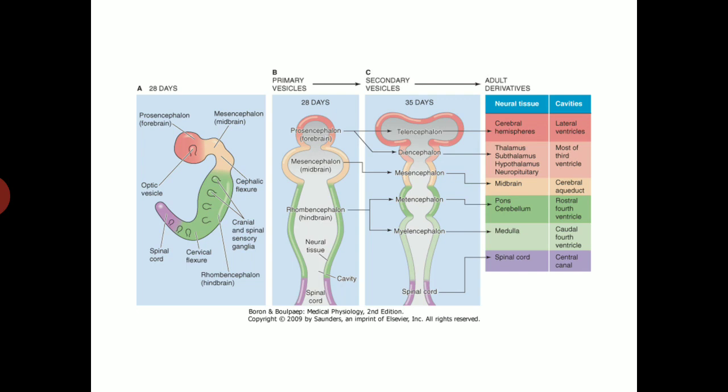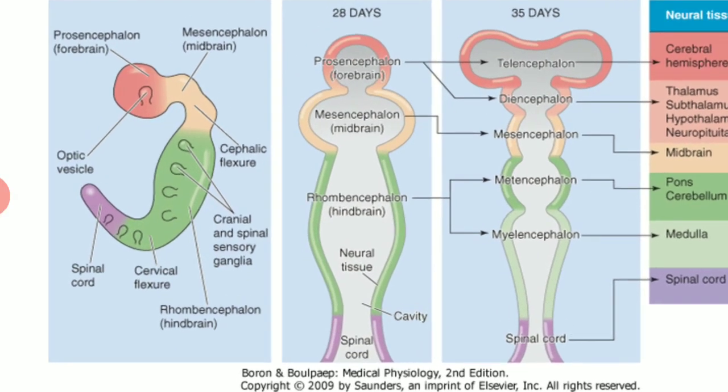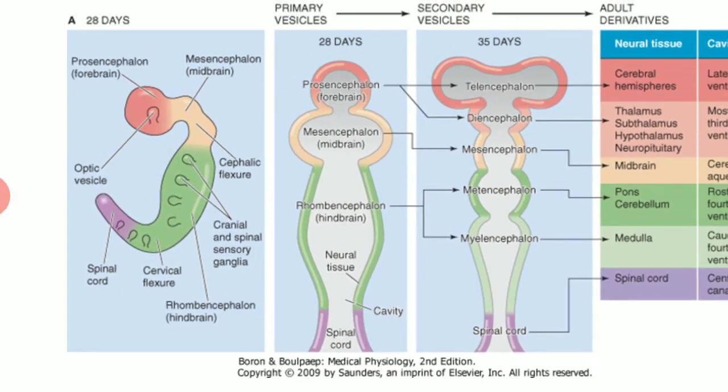Now various vesicles are formed within the primary brain structure at 20 days of embryological life. As we know, the primary brain structures are prosencephalon, also known as the forebrain, mesencephalon, known as the midbrain, rhombencephalon, known as the hindbrain, and last is the spinal cord. Now, the primary vesicles are prosencephalon, mesencephalon, rhombencephalon, and spinal cord.